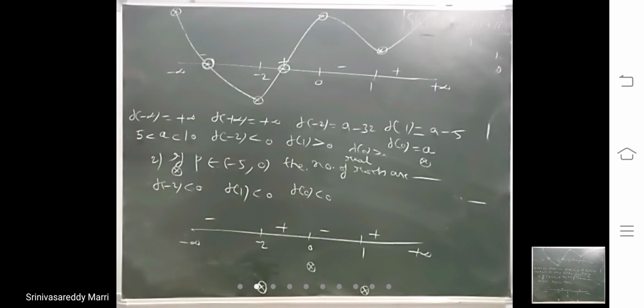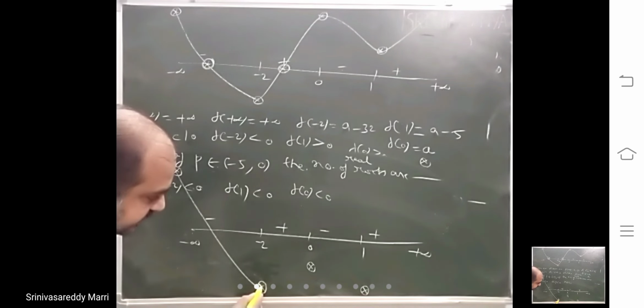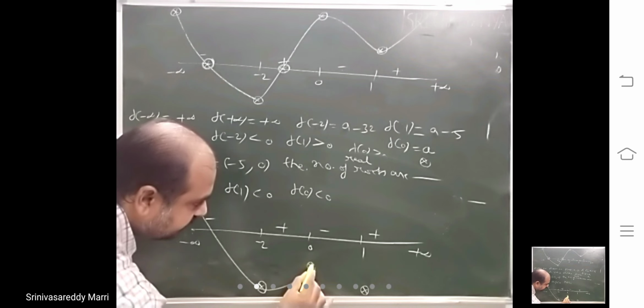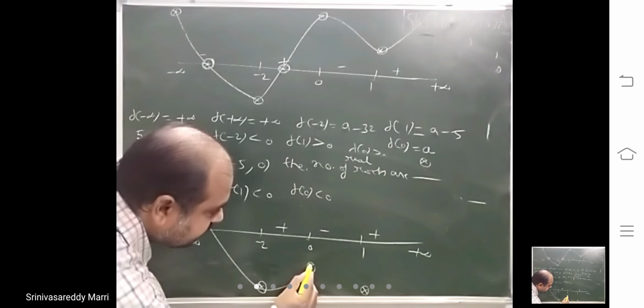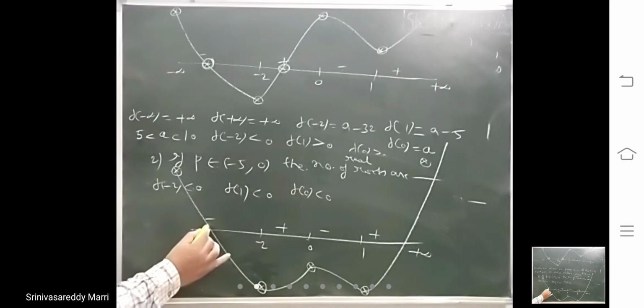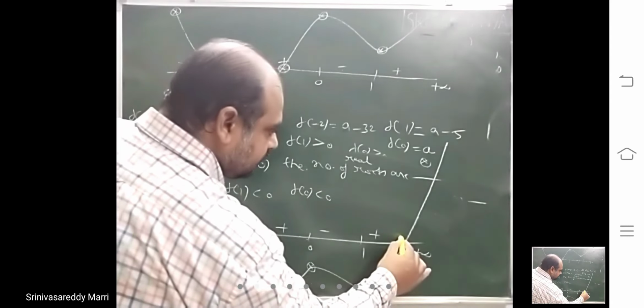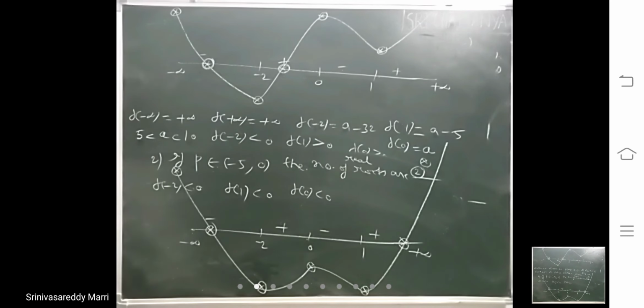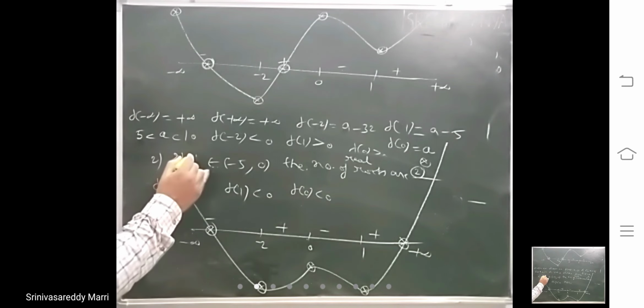That means, look at here. Minus infinity is here, so top to bottom like this. Then minus 2 to 0 increasing, that means here to here, bottom to top like this graph will be. And then 0 to 1 decreasing, so graph will decrease like this and then like this. So how many roots are there? 2 roots.